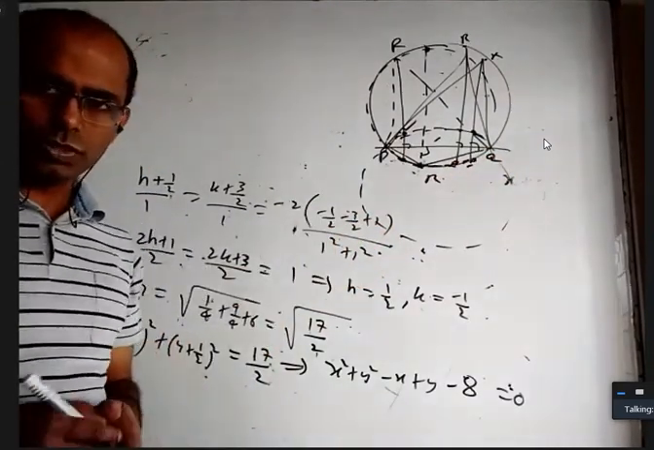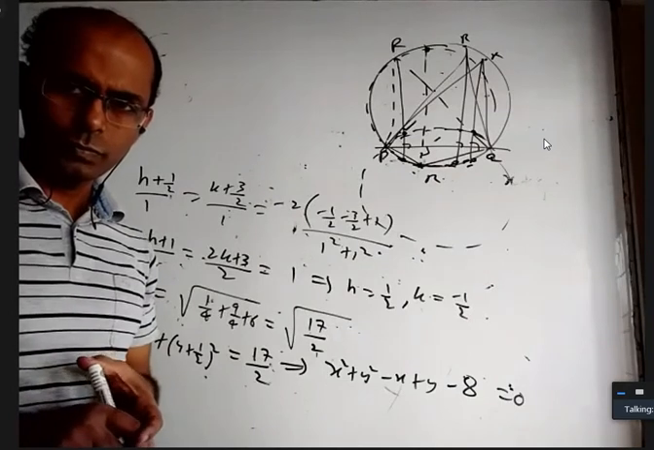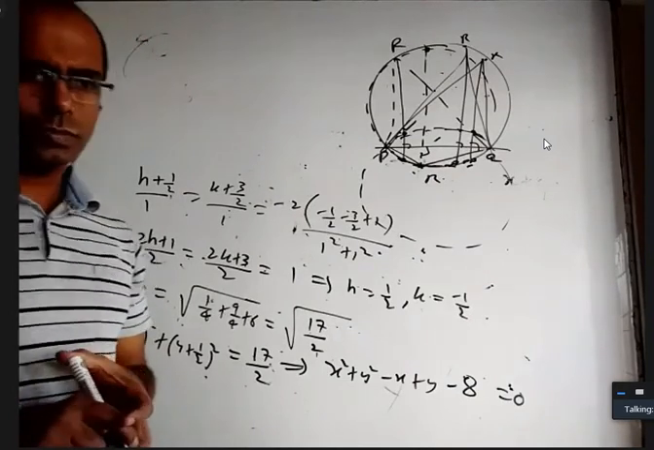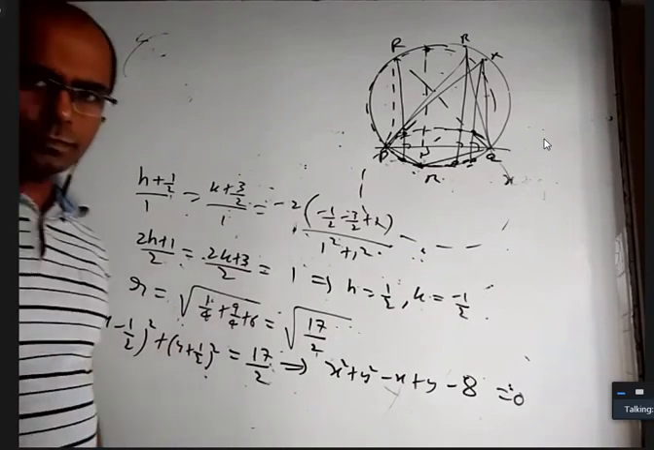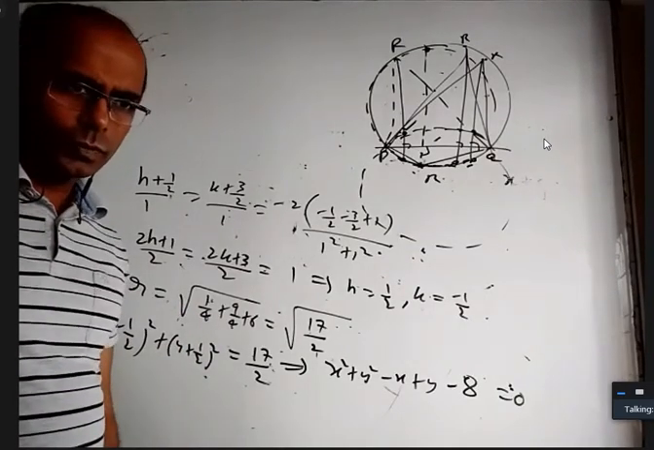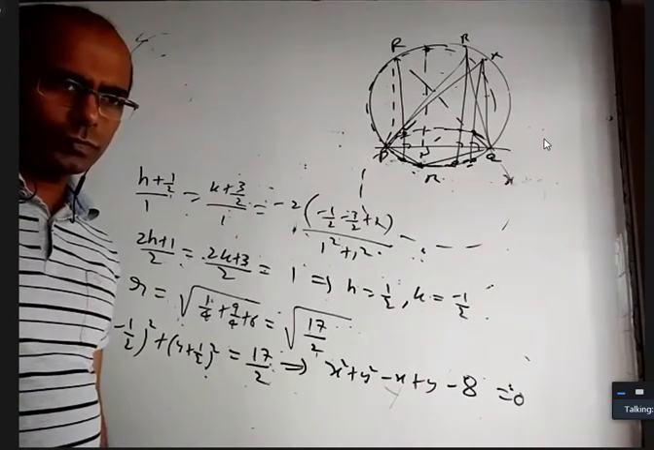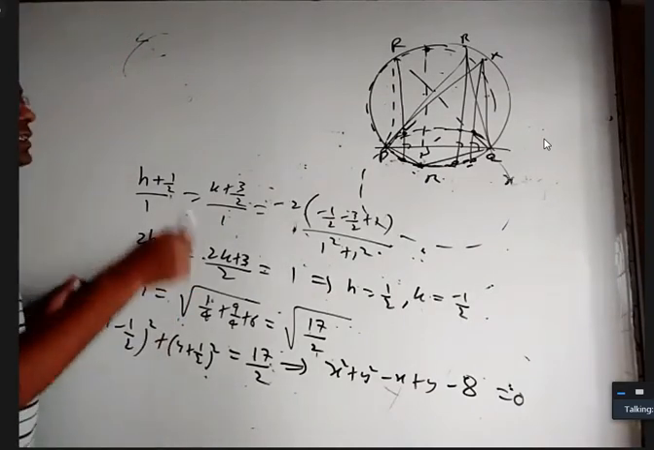Are you clear now? Or should I still explain something? Yes, sir. Sir, please, why does the orthocenter image lie on the circle? Oh, that we discussed in the last class, the proof.